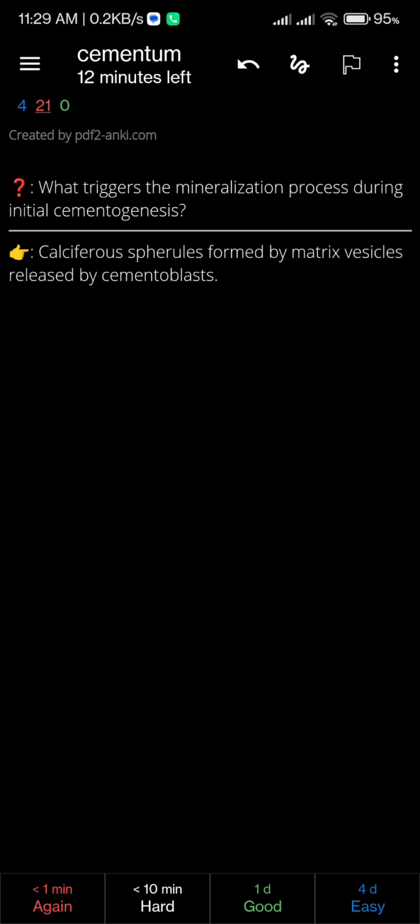Calciferous spherules formed by matrix vesicles released by cementoblasts initiate the mineralization process during initial cementogenesis. So what triggers the initial mineralization during initial cementogenesis? Calciferous spherules formed by matrix vesicles released by cementoblasts initiate mineralization during initial cementogenesis.